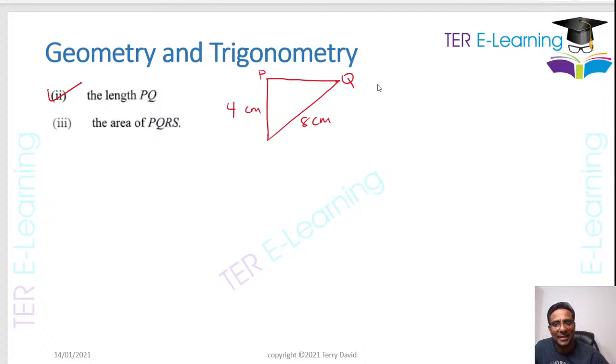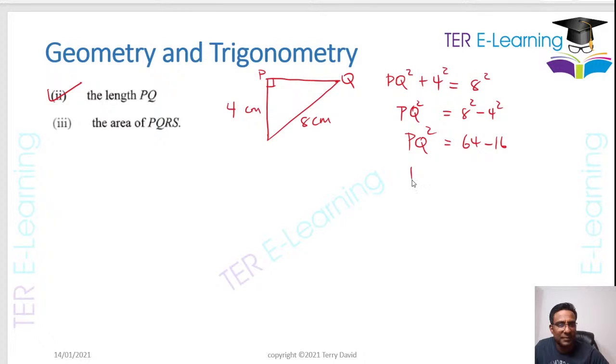Like I said in class, I don't normally tell my students to just learn off a formula. So this is my right angle here, right? And it's always the hypotenuse squared is equal to the sum of the squares of the other two sides. So PQ squared plus 4 squared is equal to 8 squared, right? So PQ squared is equal to 8 squared minus 4 squared, which is 64 minus 16.